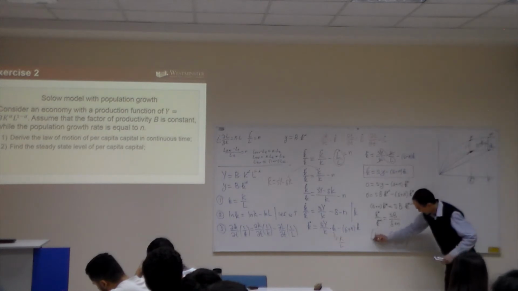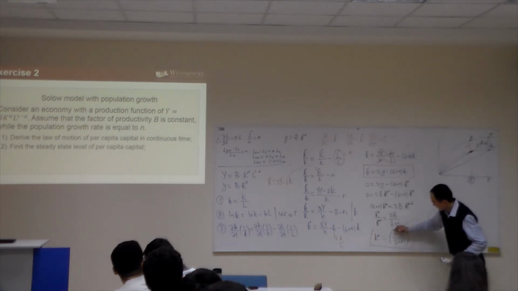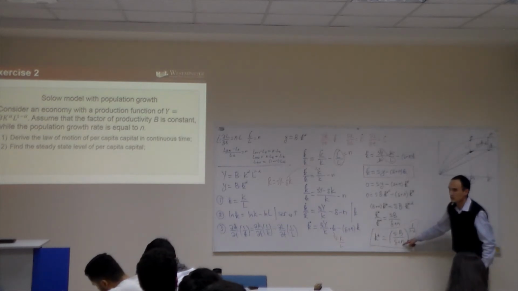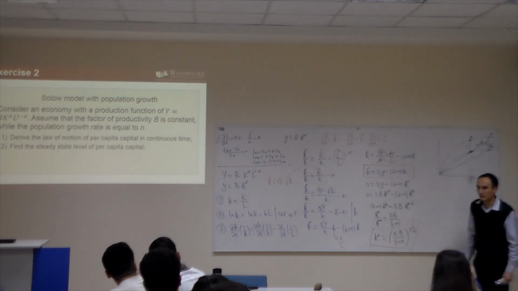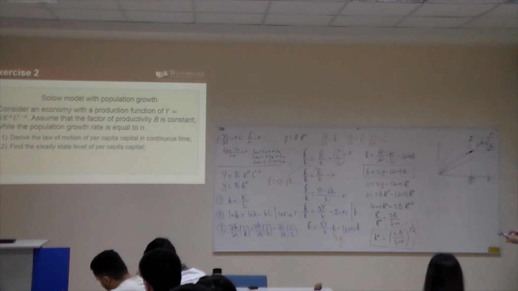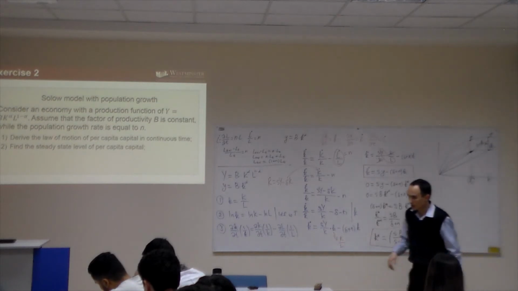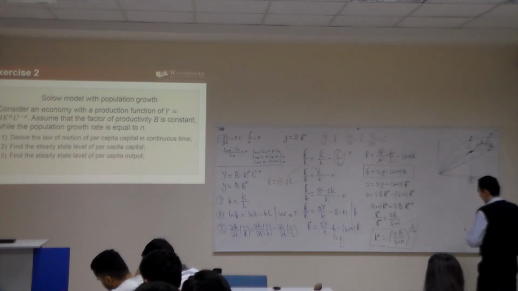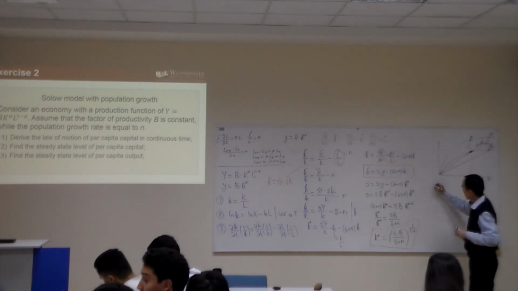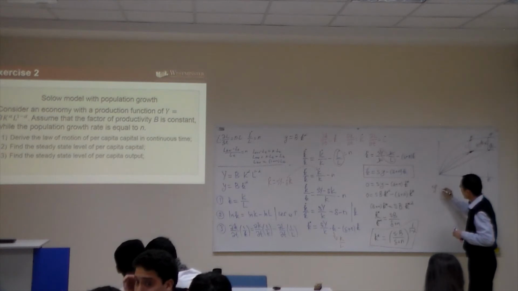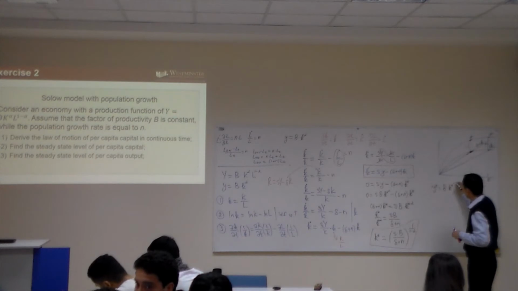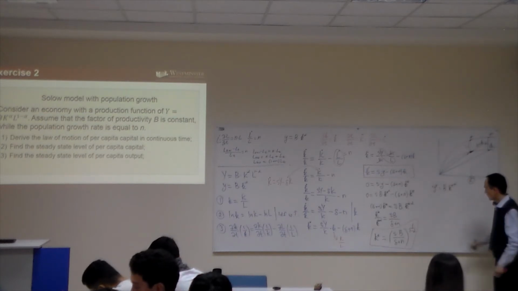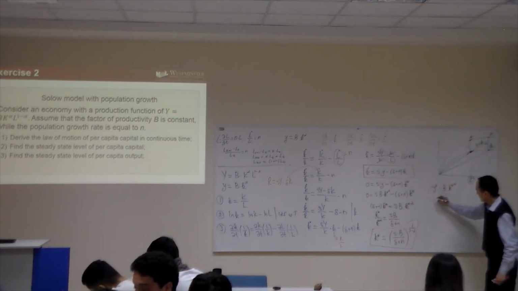What is different? If you compare with and without population, the only addition is growth rate of population. Okay? Good. So now we have to find steady state level of per capita output. Again, as we did it, our per capita output is going to reach the steady state level if our per capita capital is in steady state level. Yes? So we plug everything that we have already found.